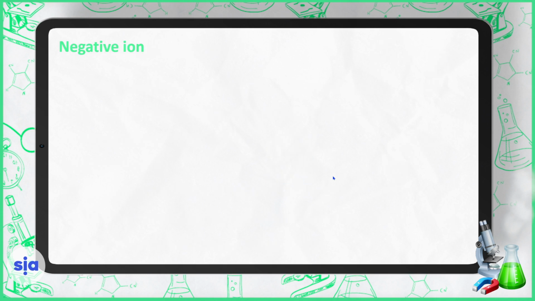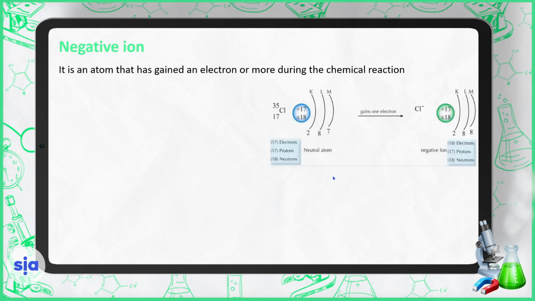So what is a negative ion? It's an atom that has gained an electron or more during the chemical reaction. Look at this example. This is chlorine, a nonmetal, with 7 electrons in the outer energy level. Chlorine in chemical reactions gains 1 electron to complete its outer energy level to 8 electrons. It changes to a negative ion.